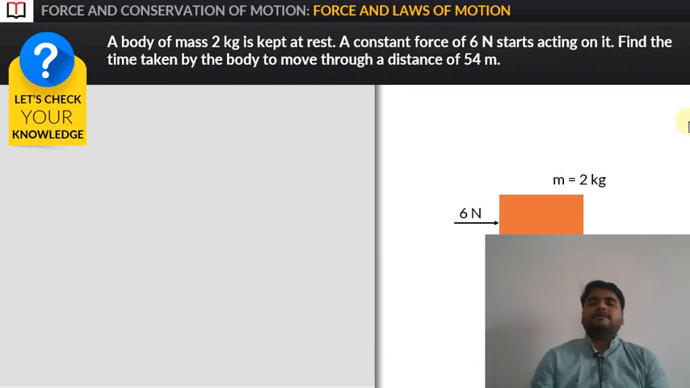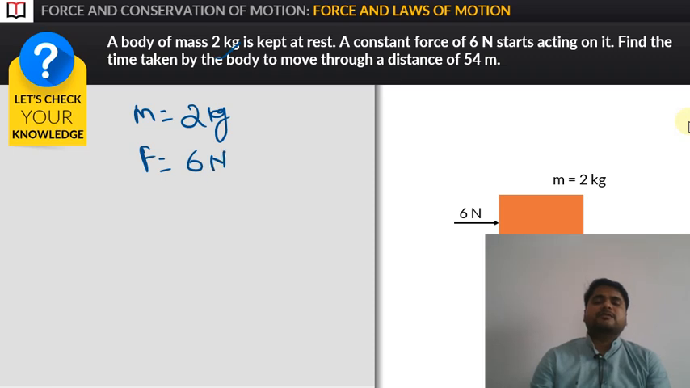Now the second question: a body of mass 2 kg is kept at rest. A constant force of 6 Newton starts acting on it. Find the time taken by the body to move through a distance of 54 meter. Here the mass of the object is given as 2 kilogram, the constant force is 6 Newton, and the distance d is 54 meter.